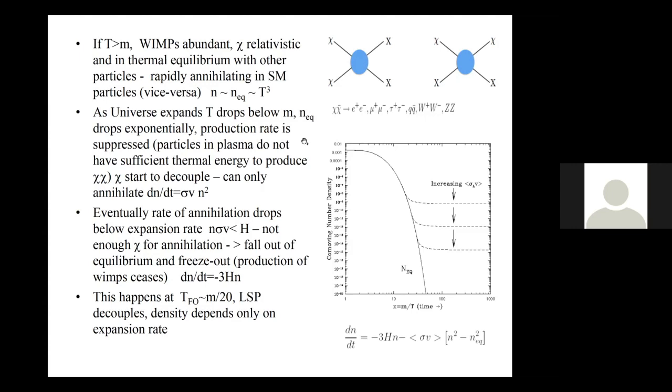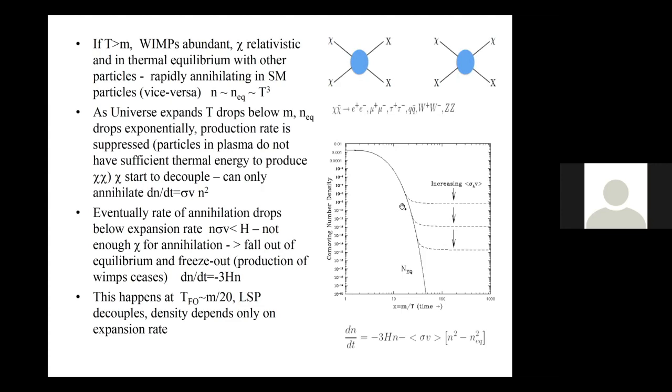Now, as the universe expands, the temperature drops. In this plot here, this is the inverse temperature. So here the temperature drops, but eventually it drops below the mass of dark matter. It means that the production rate is suppressed, meaning that the particles in the plasma do not have sufficient thermal energy to produce a pair of dark matter particles. So this dark matter starts to decouple, and after that it can basically only annihilate. Eventually, this rate of annihilation drops below the expansion rate of the universe. It means that there's not enough neutralino for annihilation, and they fall out of equilibrium and freeze out. So this is what happens at this time.